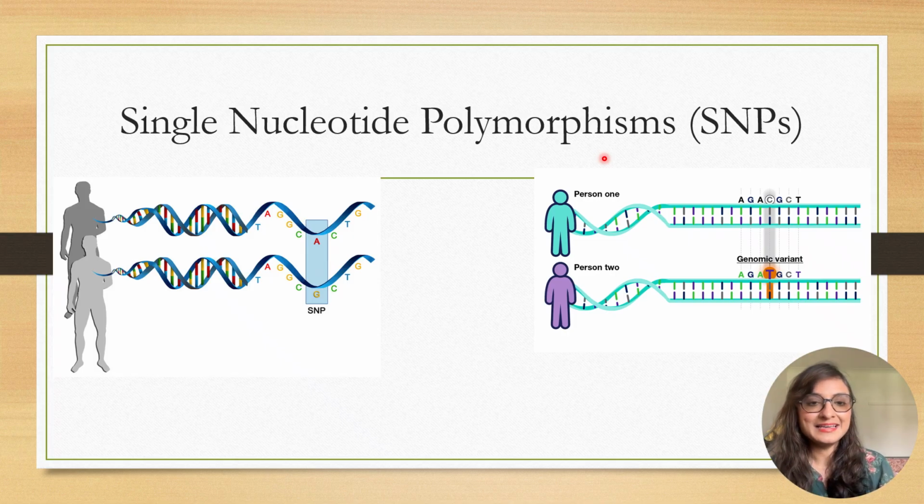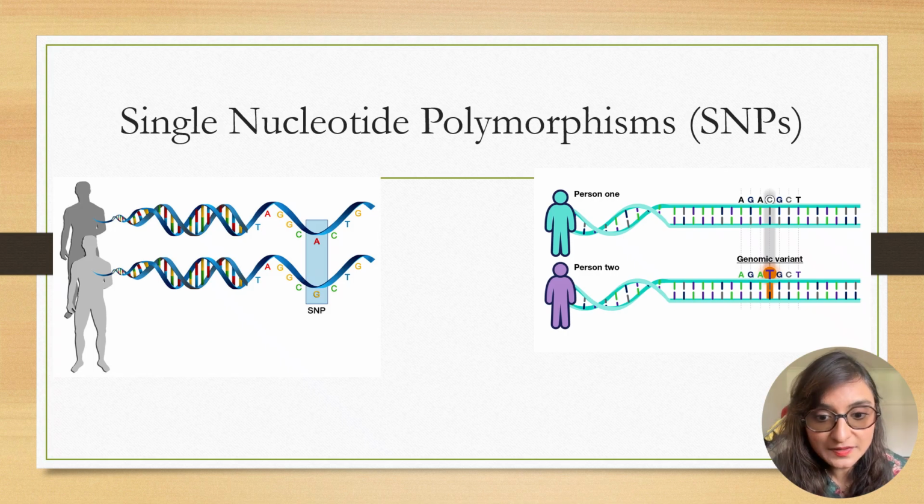These SNPs are the most common type of genetic variation among people. A single nucleotide, A, T, C, or G in the genome, in the DNA, is altered at a specific chromosome and a specific position. So a DNA sequence might change from AAGCCTA to AAGCTTA.